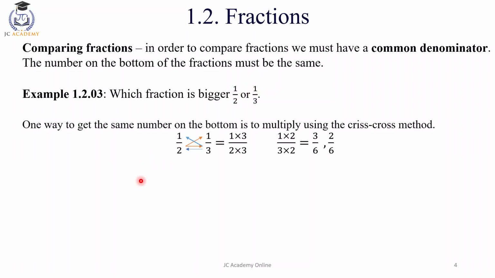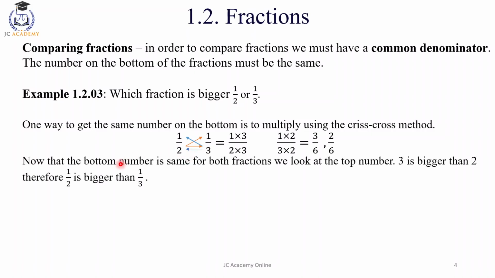So what is the crisscross method? If you write the fractions out again, leave a gap in between. We multiply the denominator of the left-hand side fraction by the numerator and the denominator of the right-hand side fraction. So that's going to be 2 multiplied by 1, 2 multiplied by 3, if you follow the orange line. Similarly, we do the same thing with the bottom number of the right-hand fraction with the top number and the bottom number of the left-hand side fraction. So that's going to be 3 times 1 and 3 times 2.